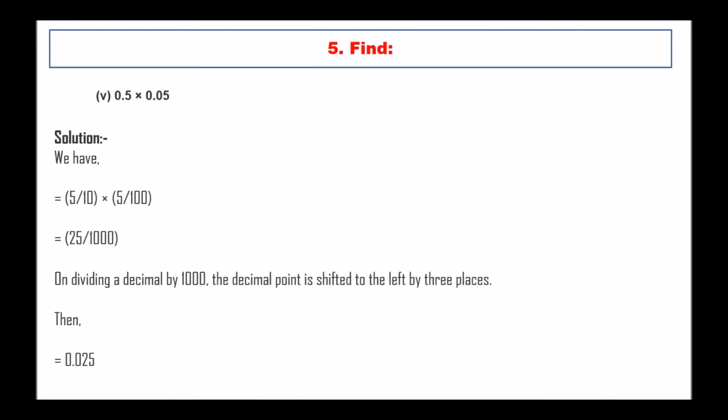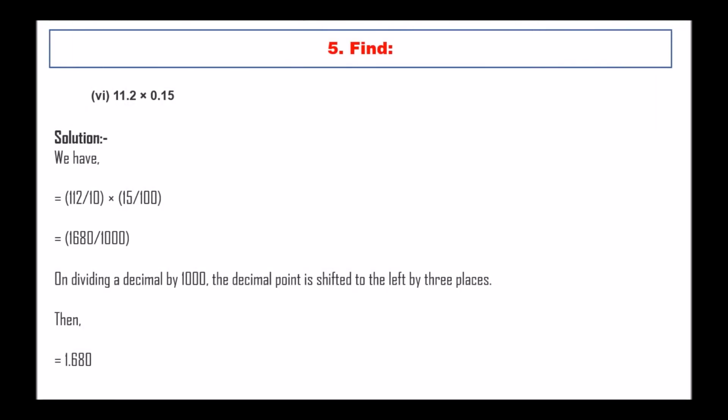Next, 0.5 into 0.05. So 0.5 will become 5 upon 10. 0.05 will become 5 upon 100. 5 into 5 will become 25, and 10 into 100 is 1000. So by dividing a decimal by 1000, the decimal point is shifted to the left by 3 places. So it will become 0.025.